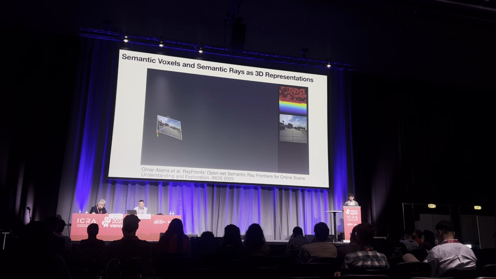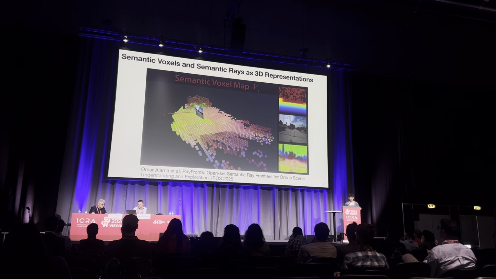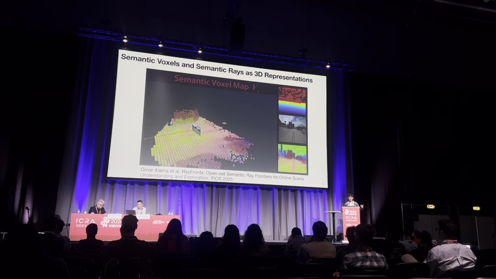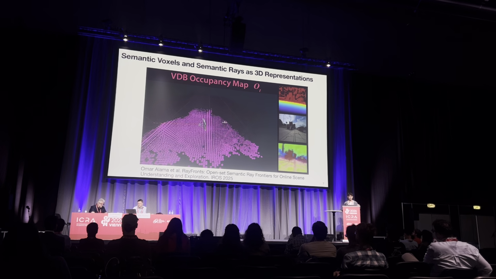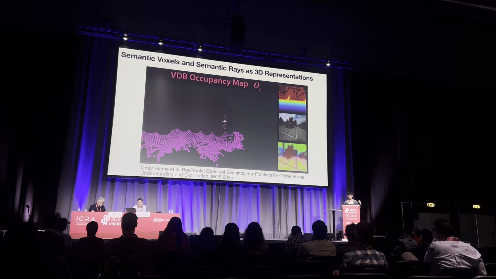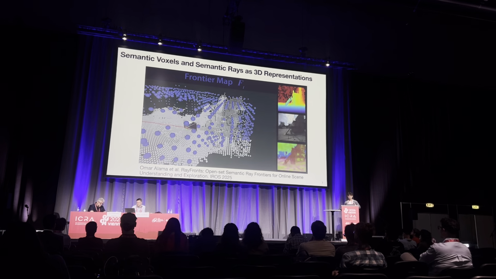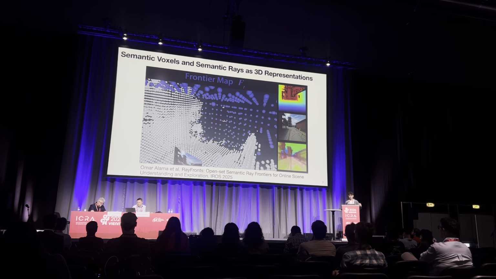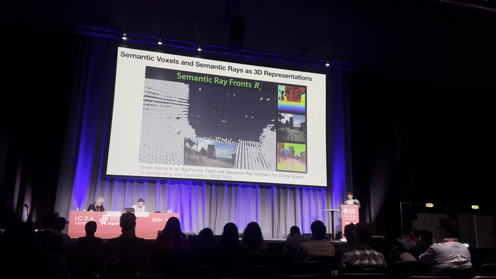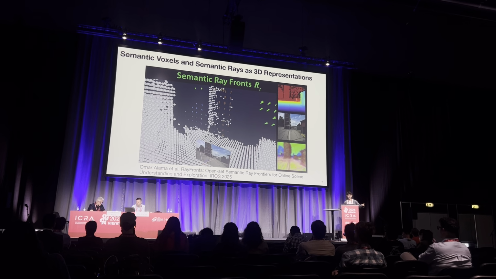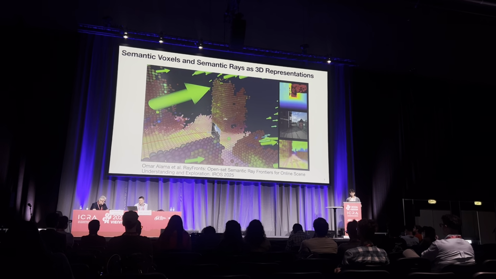In our previous work, Ray Fronts, which was published last year, we constructed semantic ray frontiers as a complement to semantic voxels. Not only maintaining semantic voxels and projecting semantic features onto the voxels, but we maintain the frontiers as well as the direction-based representation of semantic rays and project semantic latent features on top of those semantic ray frontiers as well, as you can see in this video.